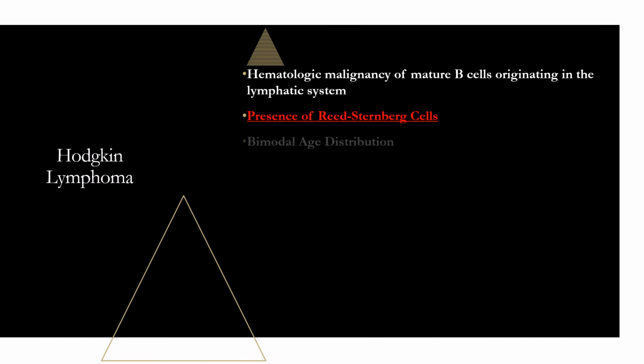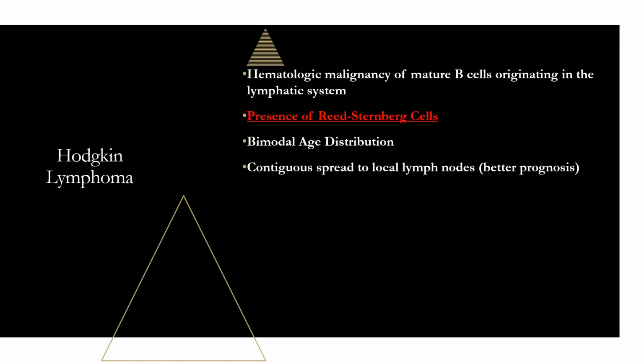All right. Next important thing for you to know, this has a bimodal age distribution. So you need to know, you can see this in young people and you can see this in old people. It has a bimodal age distribution. So there's going to be a peak in late adolescence, young adulthood, and then a second peak in older adults.